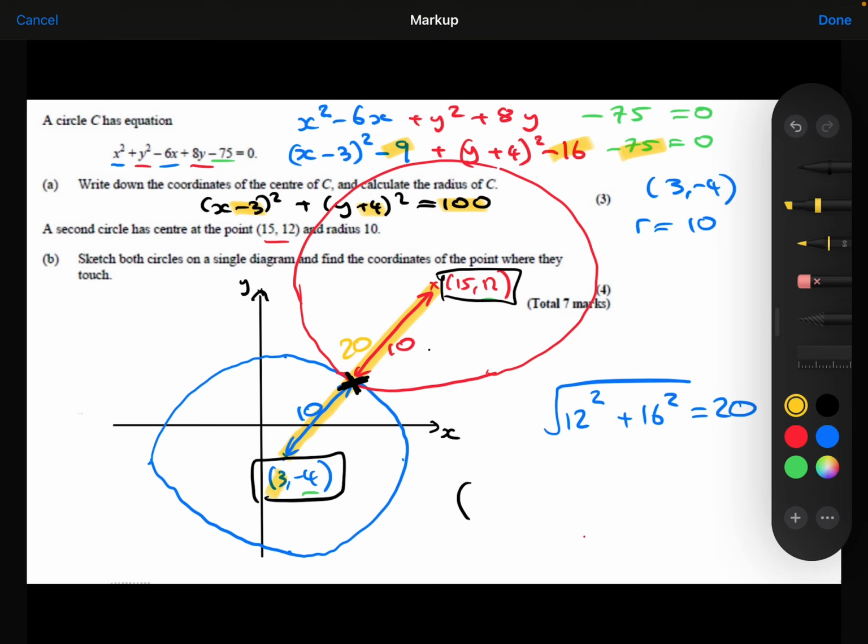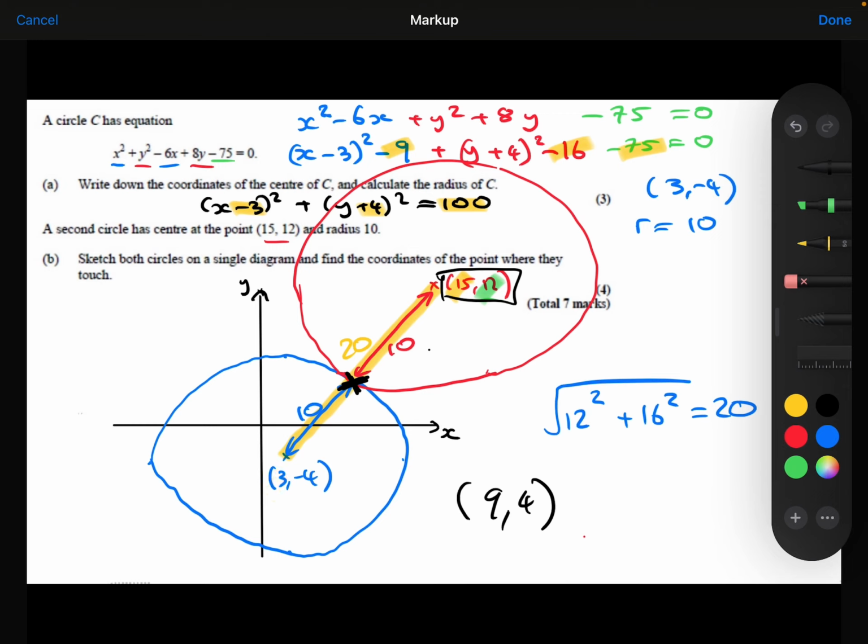So the middle of the 3 and the 15 is 9. You can do that by just adding the 3 and the 15 together and then divide by 2. And then for the y coordinate where they intersect, if I add the minus 4 and the 12 together and then divide that by 2, I get 4.